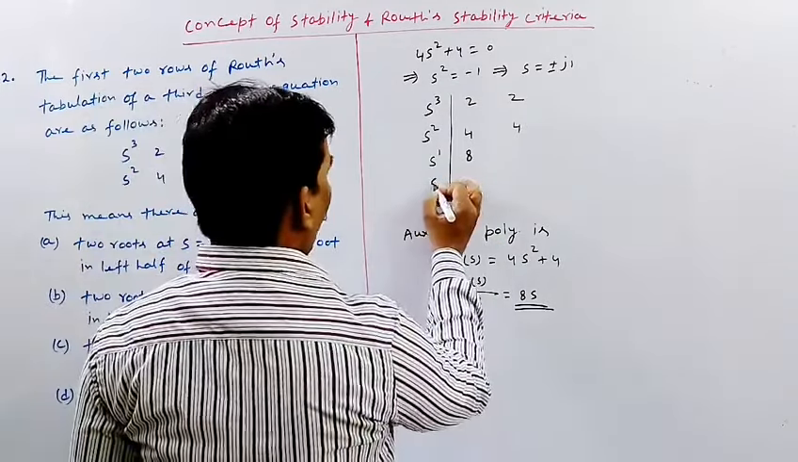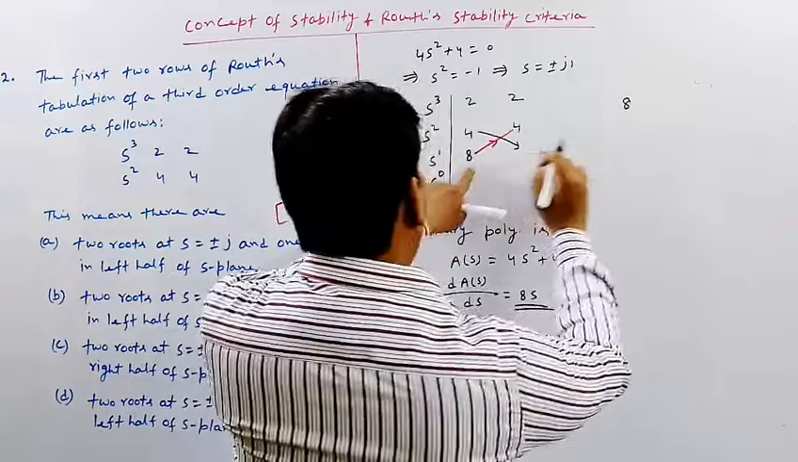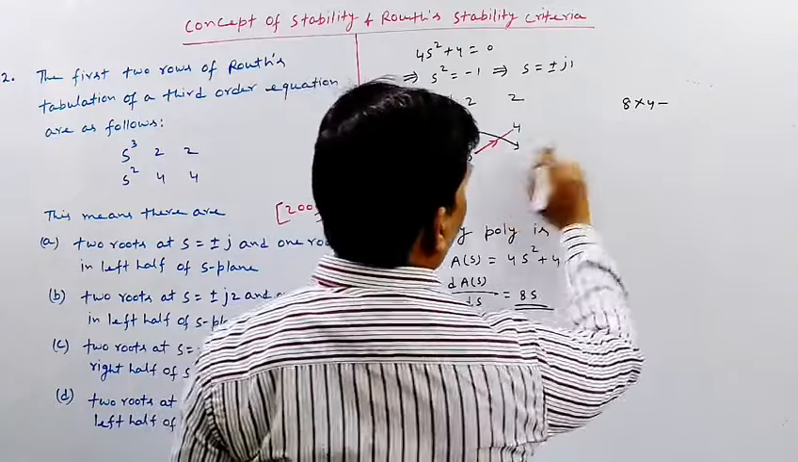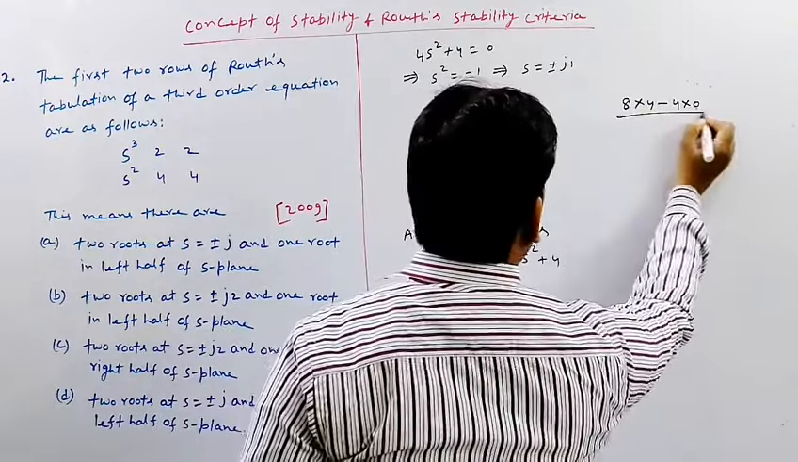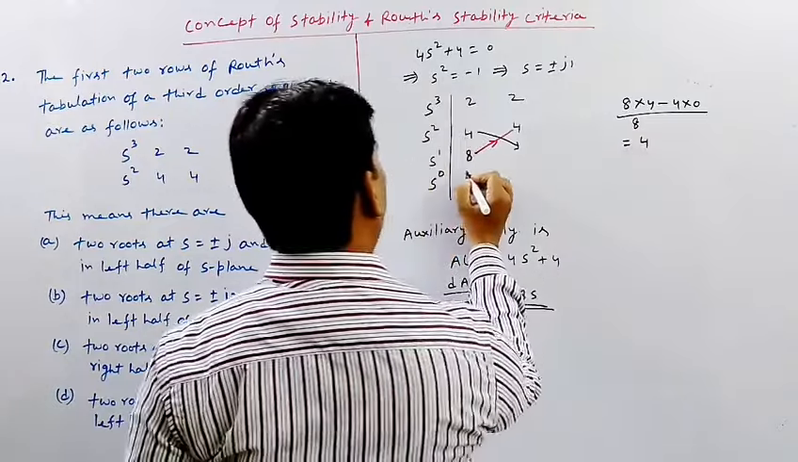So the next row s to the power 0, we have to calculate. So now we have to multiply this 8 by 4 and this 4 by here, since there is no element, so here it is 0. So now the element in s to the power 0 will be 8 multiplied by 4, minus 4 multiplied by 0, divided by this 8. So how much it will be? It will be again 4.